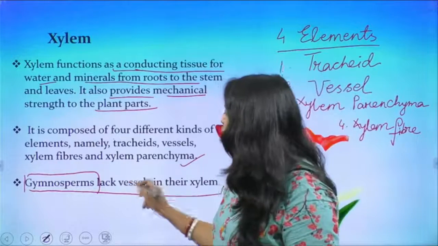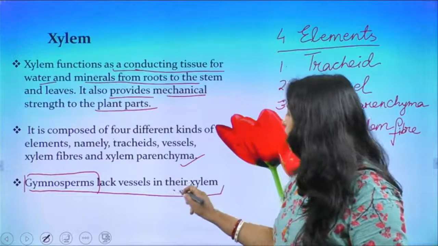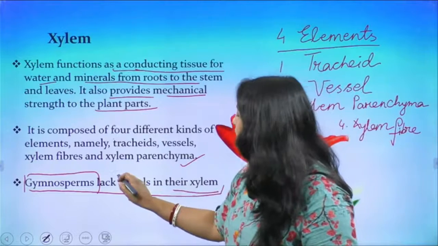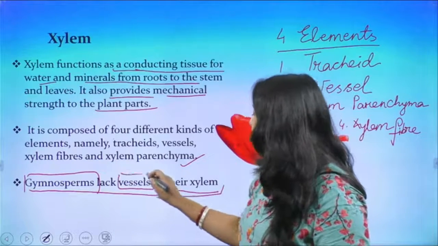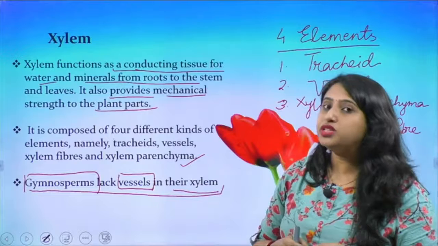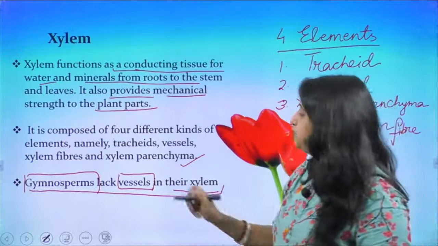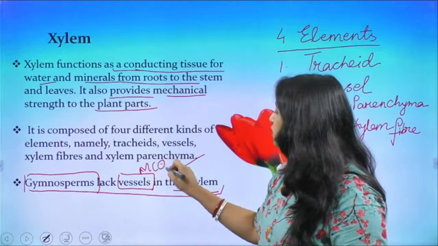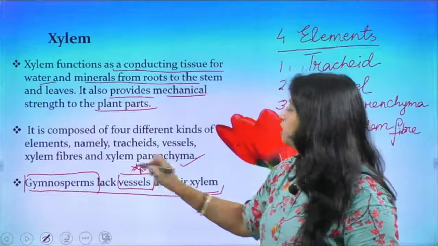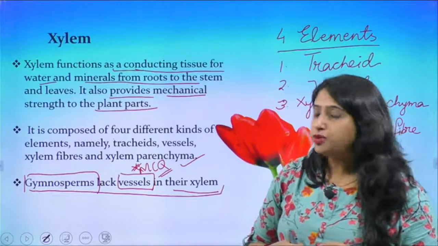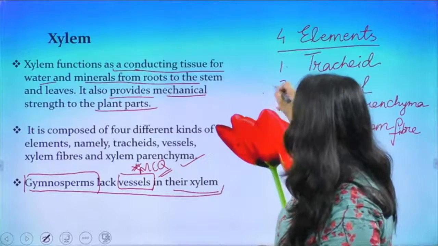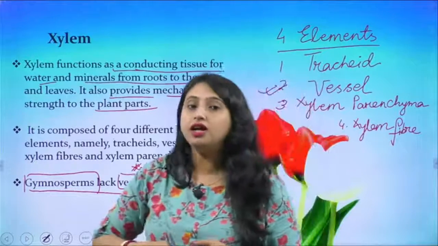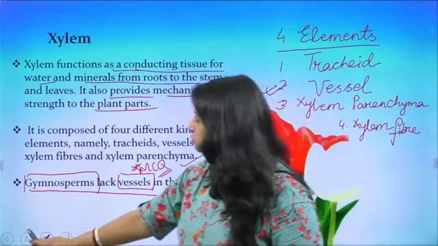So see, gymnosperms lack vessels in their xylem. So what is absent in your gymnosperm? That is, vessel is absent. So this can be your MCQ question here: what is absent in the gymnosperm? That is vessel. The vessel is absent in the gymnosperms.